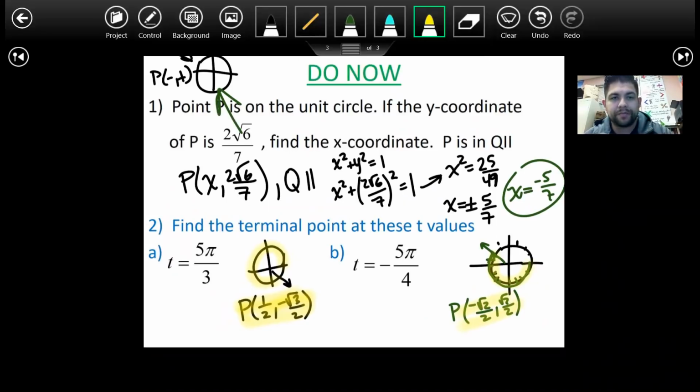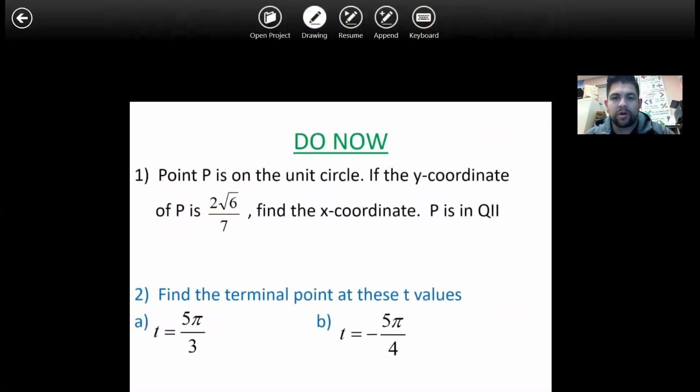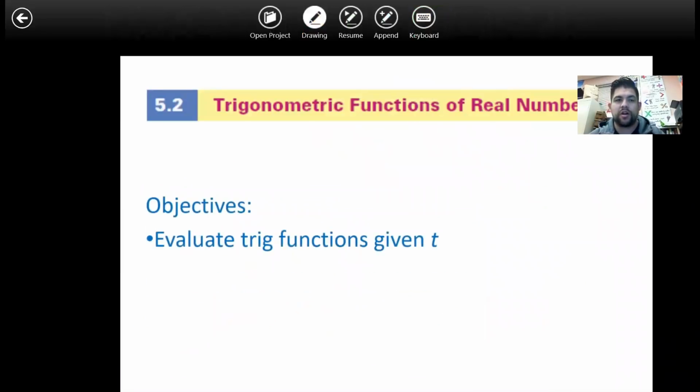The next part we're going to look at is the actual note. This is 5.2, trigonometric functions of real numbers. The objective is to evaluate trig functions given our terminal point t. And you found this using your ratios yesterday.